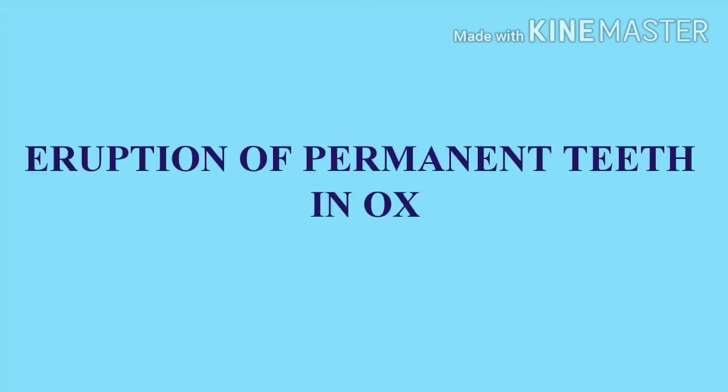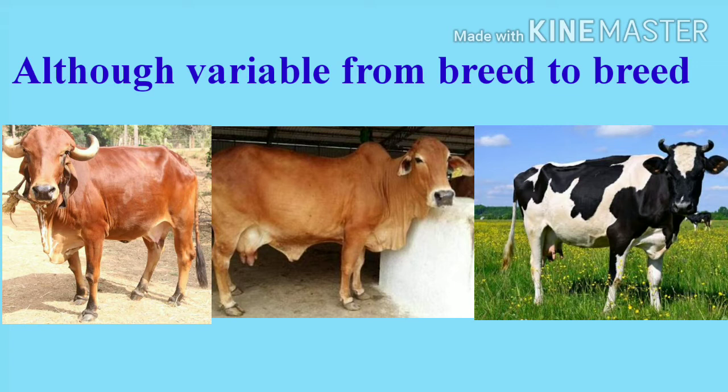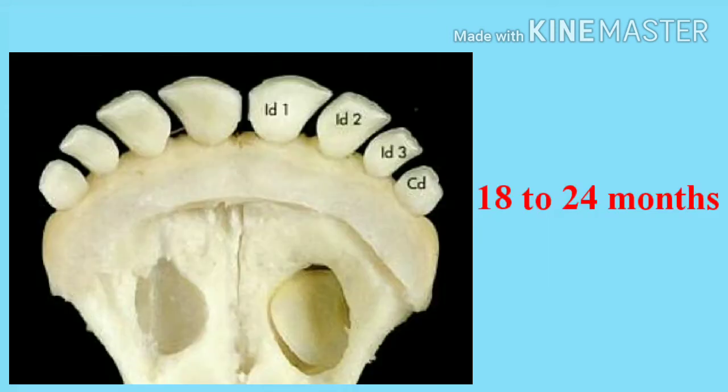And then let's study about the eruption of teeth and dental formula of different animals. Let's first study about the eruption of permanent teeth in the ox. Although it varies from breed to breed, there is a general rule for the eruption of permanent teeth in the cow. Incisor 1 erupts at the age of 18 to 24 months.